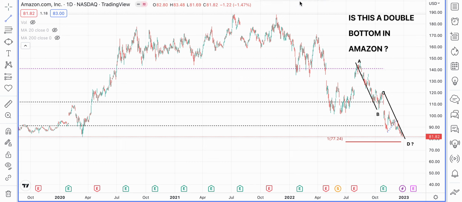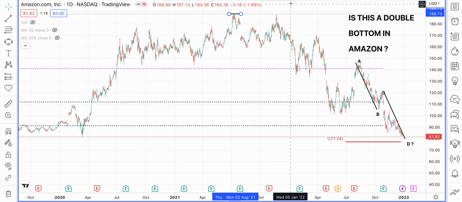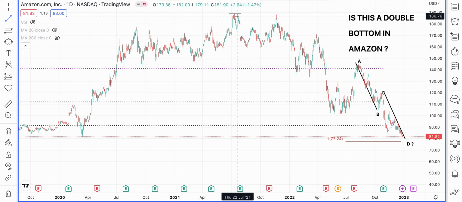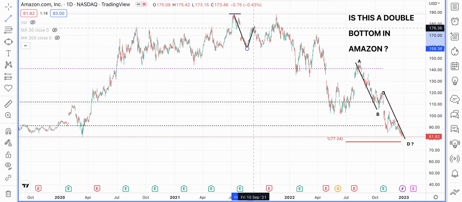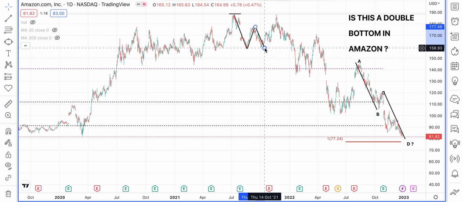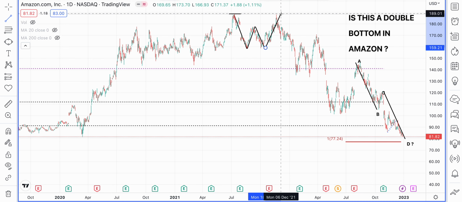So this is the daily chart of the Amazon stock, and what we saw was that the stock had made a top here, going back to July 2021. We see the market came down like this. Then it rallied, found resistance, and then it came here and formed a double bottom. Then it tried to rally again, tried to take this top out, couldn't do it.